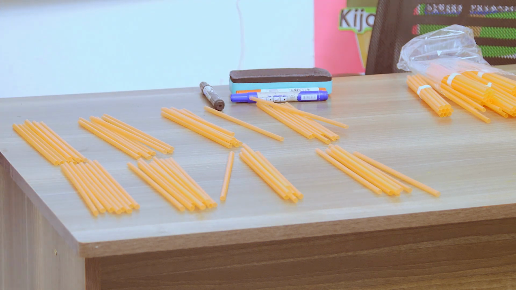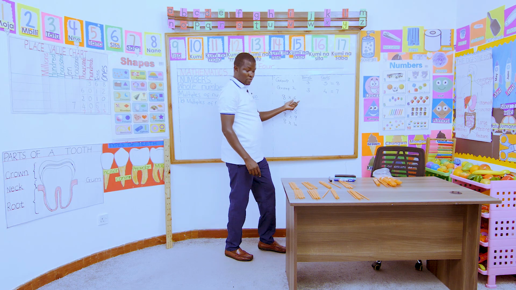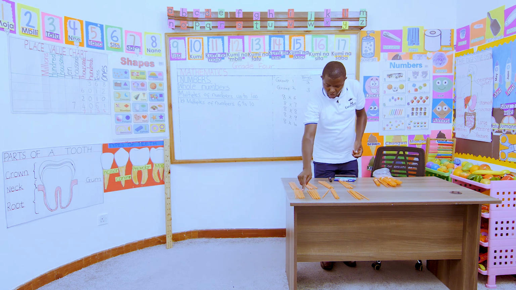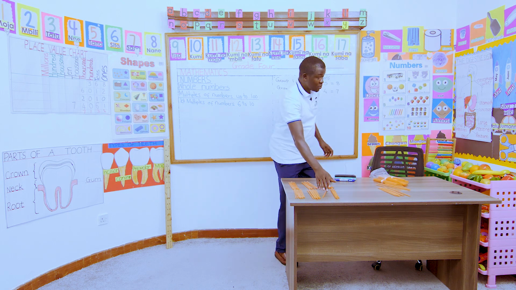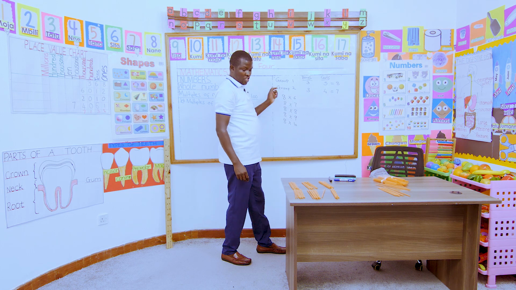We have 8 learners in a group. So we have how many groups here? 1, 2, 3, 4, 5, 6. So we have to remove those 2 because we need only 6 groups of 8 each.